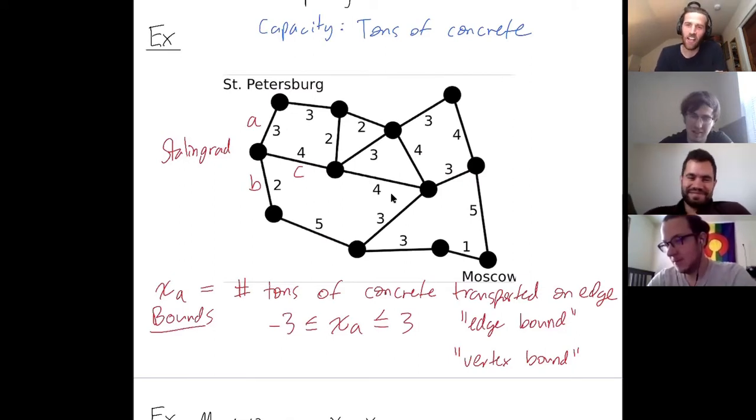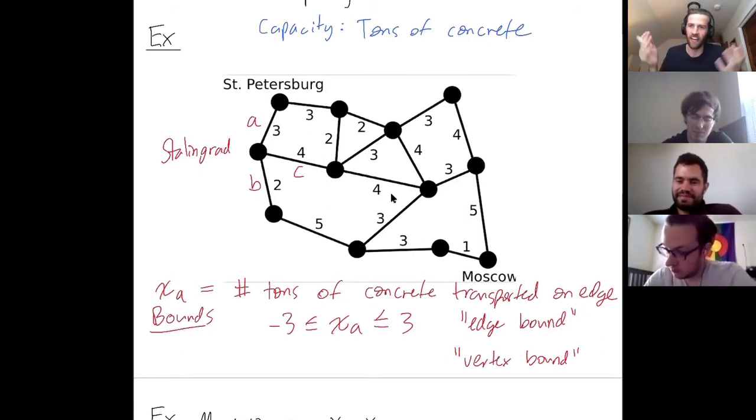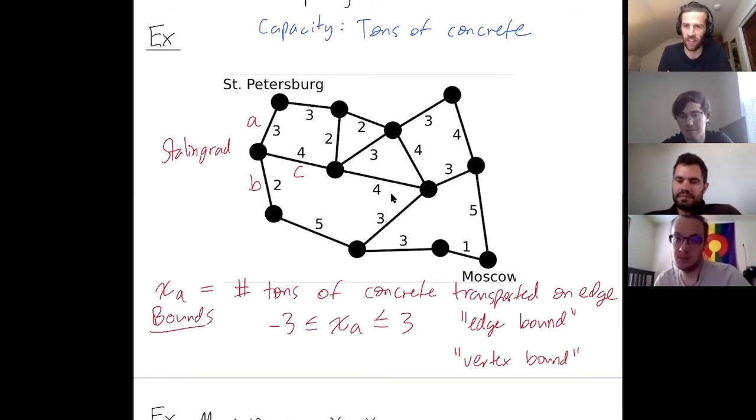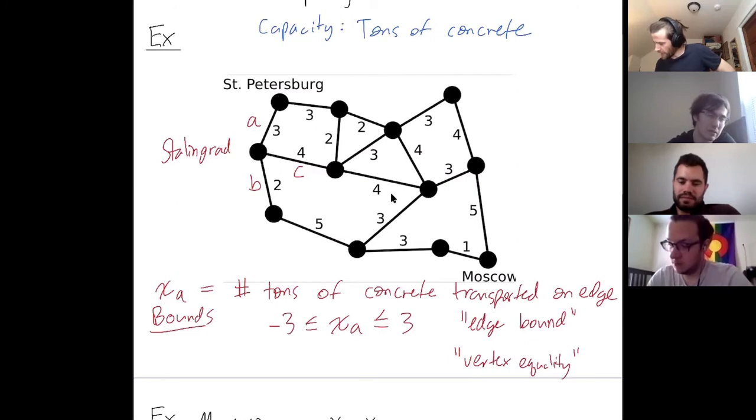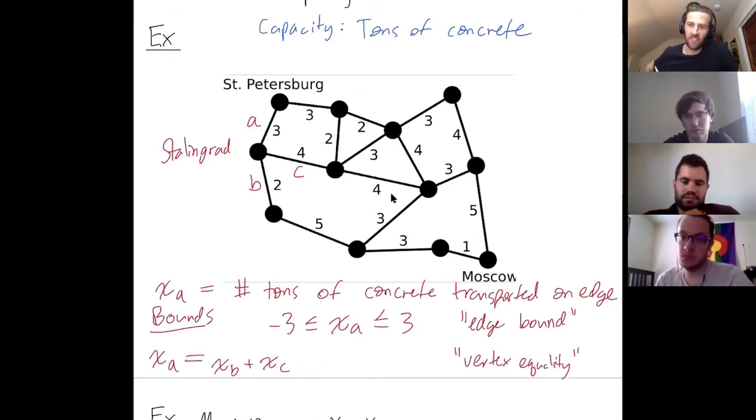All right, so let's look at Stalingrad. We don't want Stalingrad to have more concrete coming in than leaves, because then over time Stalingrad is just going to get overwhelmed with concrete. Similarly, it's impossible for Stalingrad to have more concrete leaving than is coming in, because maybe Stalingrad doesn't have their own concrete factory. So what this vertex equality, I won't say bound, would say is XA, the amount flowing into Stalingrad, has to equal XB plus XC. I've written that in a biased way, knowing that XA is what's coming in, and XB and XC are going to be the flows going out.